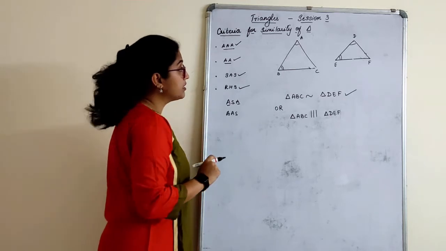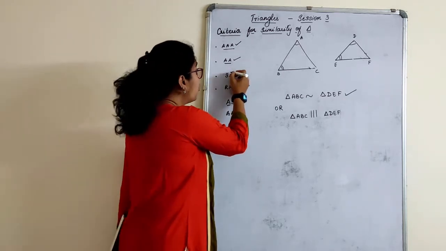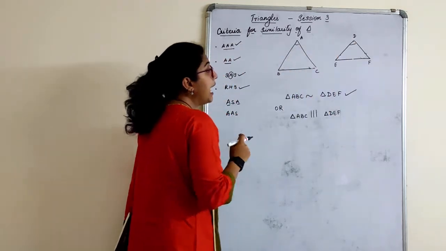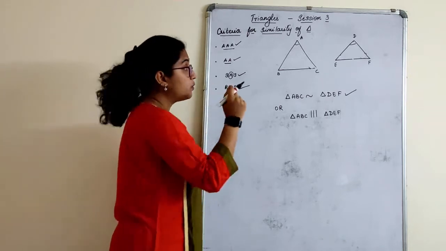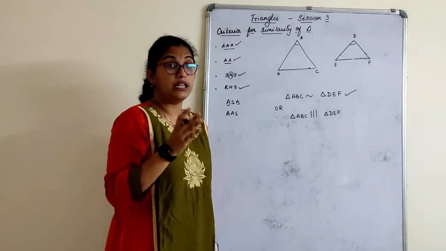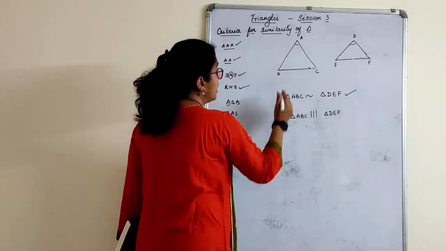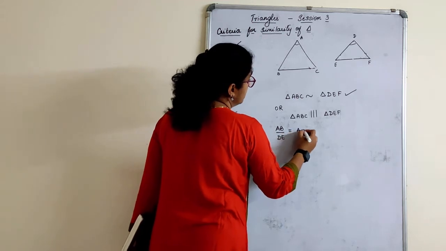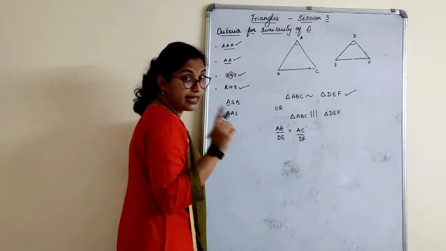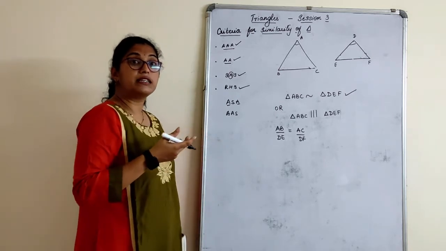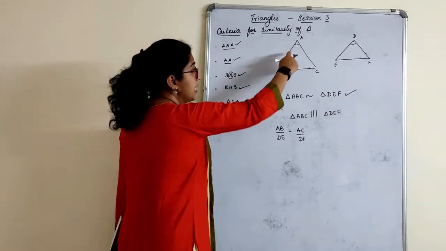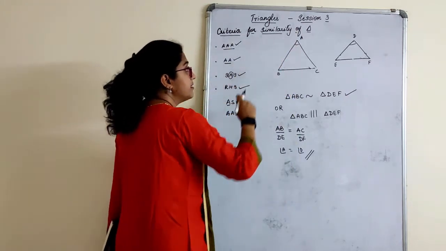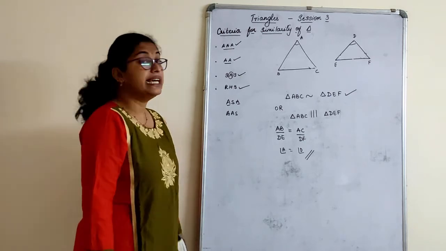SAS criteria, now what is this? In a given triangle, if one included angle, that is angle A, is equal to angle D, and the other two sides, between which the angle is included, are not equal but are proportional. How? If I say AB by DE is equal to AC by DF, the sides are proportional. How do we come to know sides are proportional? You will understand by solving sums. And angle A is equal to angle D, then we can say that the given two triangles are similar by SAS criteria.